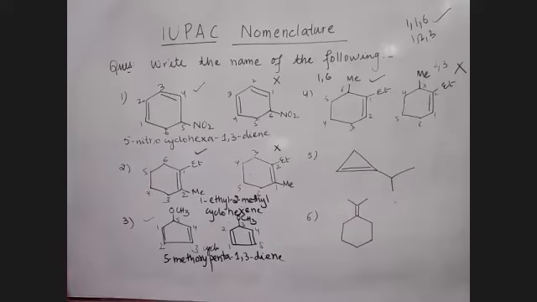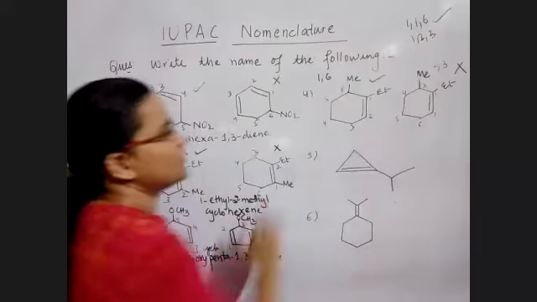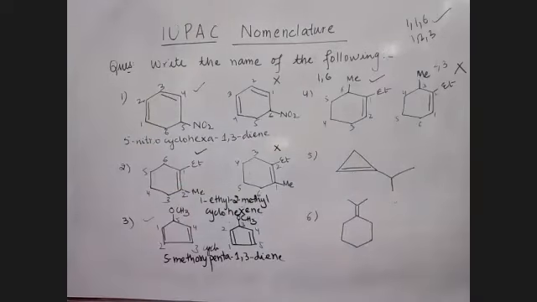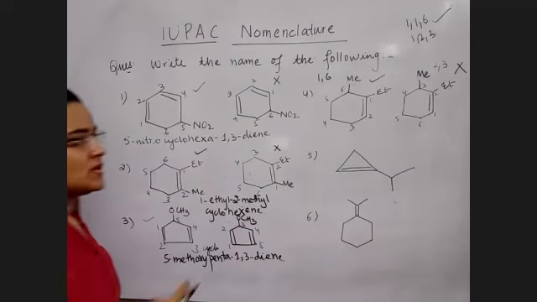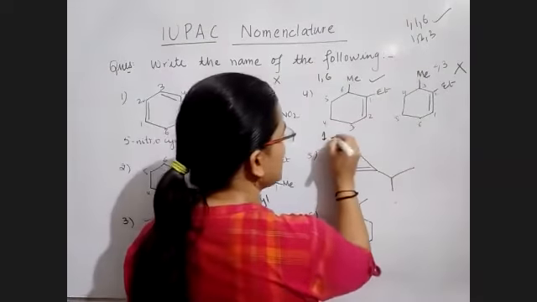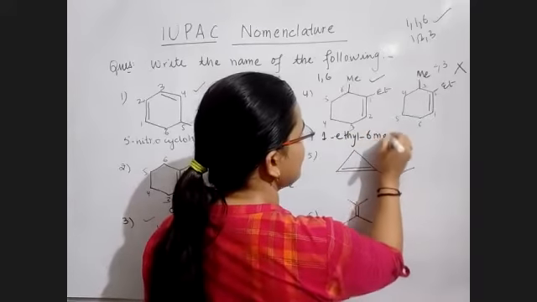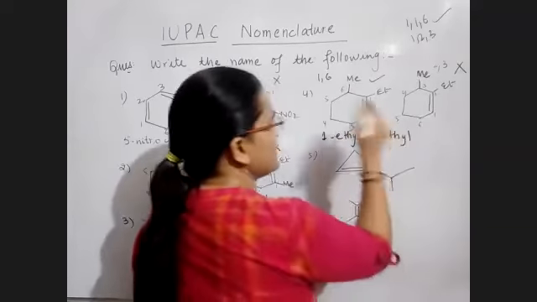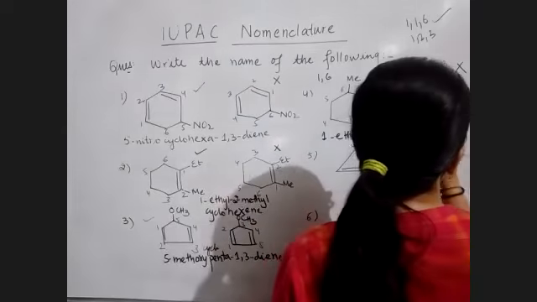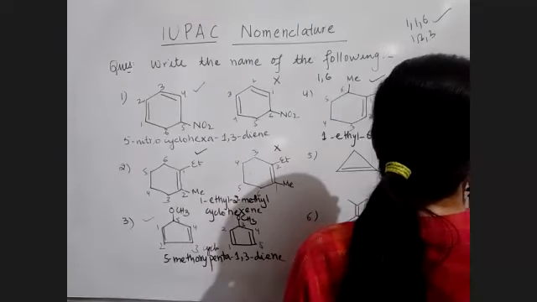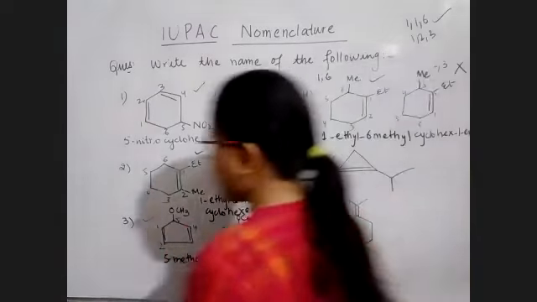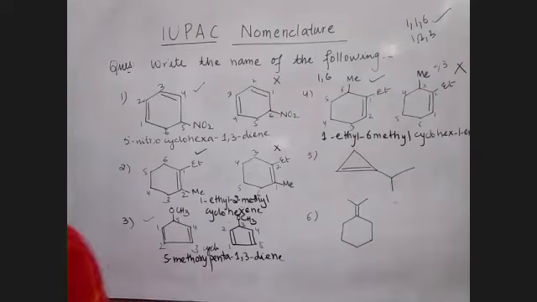Okay, so this is the correct way to name this. So the name is 1-methyl, 6-methyl, cyclohexane.